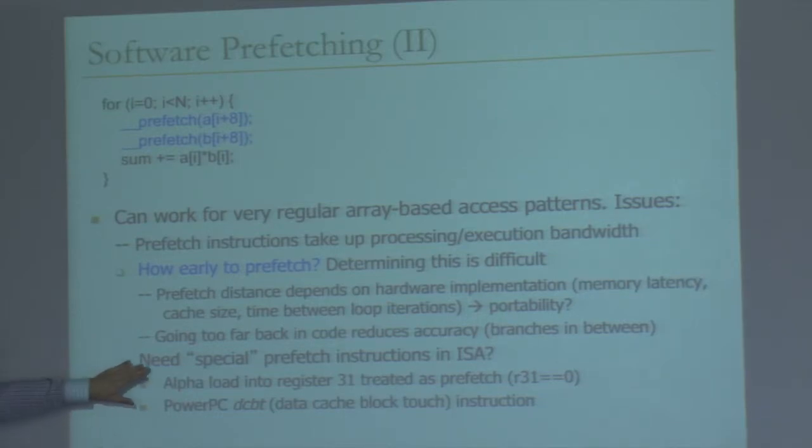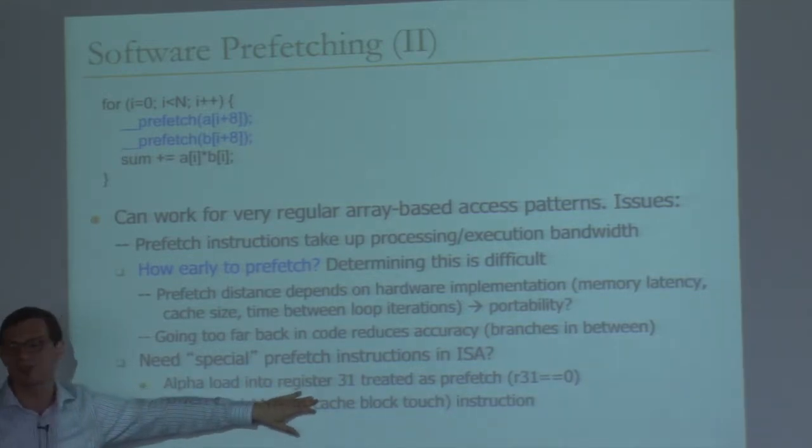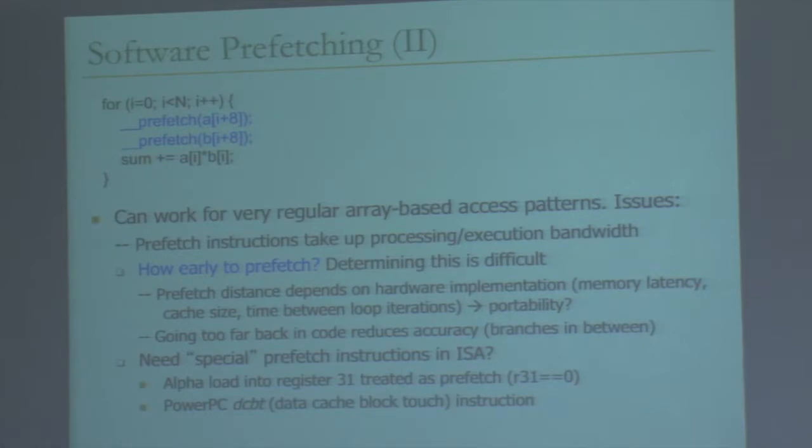So do you actually need prefetch instructions in the ISA? Well, something needs to be interpreted as prefetch instructions. In Alpha, they had a clever trick. A load into register 31 was treated as a prefetch. So they didn't need to add a special opcode, because register 31 was always hardwired to 0 in Alpha. It was a zero register. In other ISAs, you actually have prefetch instructions, as we've seen with x86, right? You have the prefetch instruction. PowerPC has the data cache block touch instruction, which is essentially a prefetch instruction. Touch this data cache block, right? It's kind of a literally named instruction.